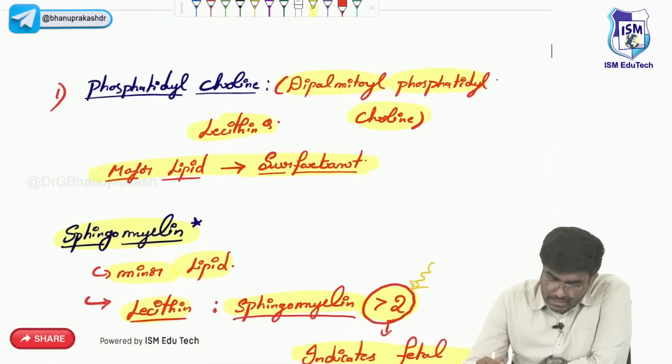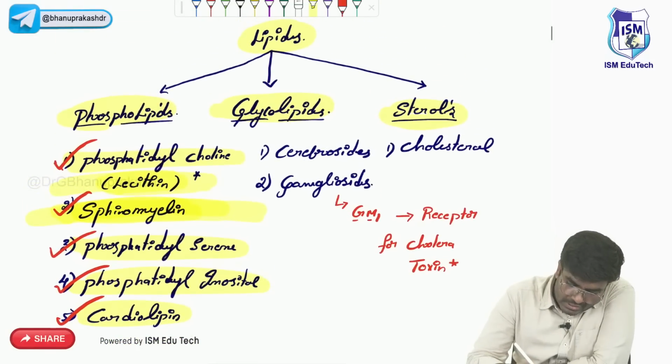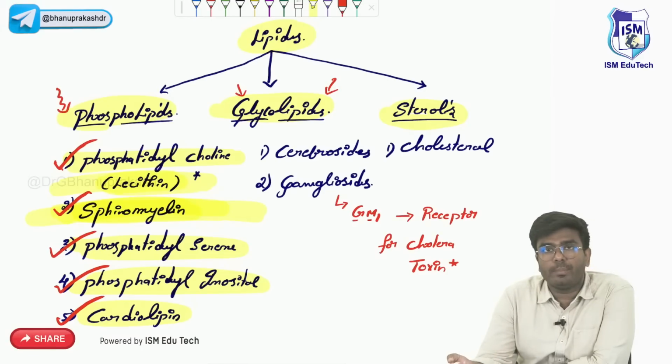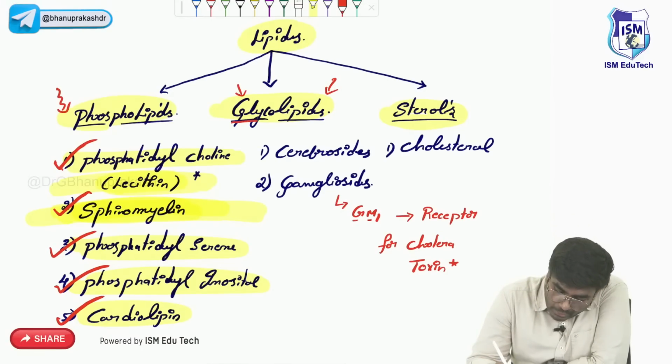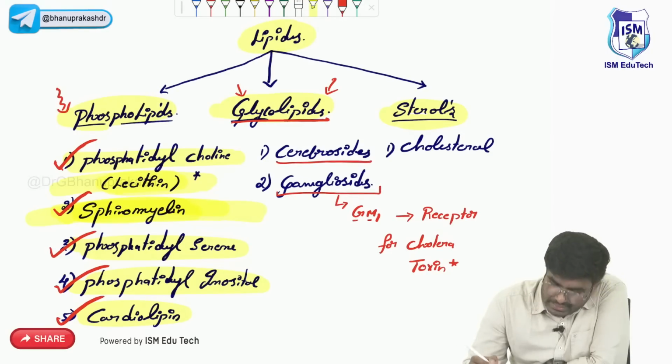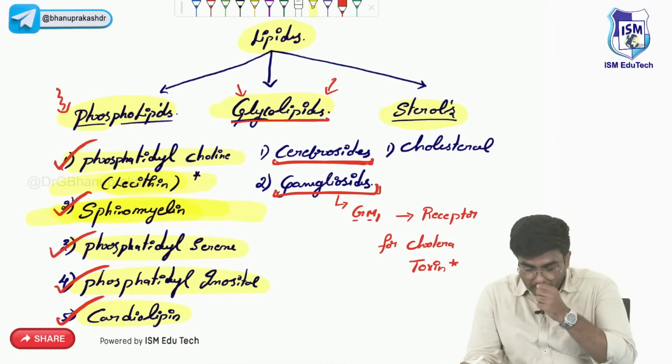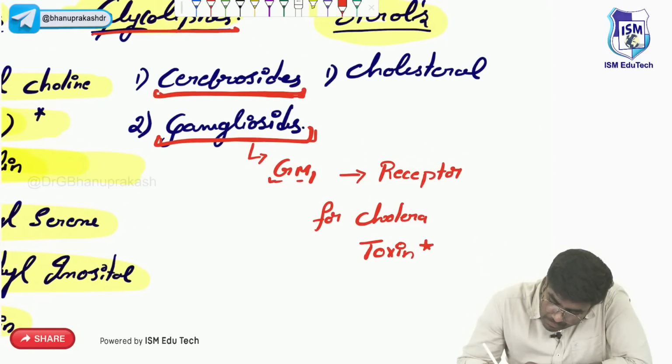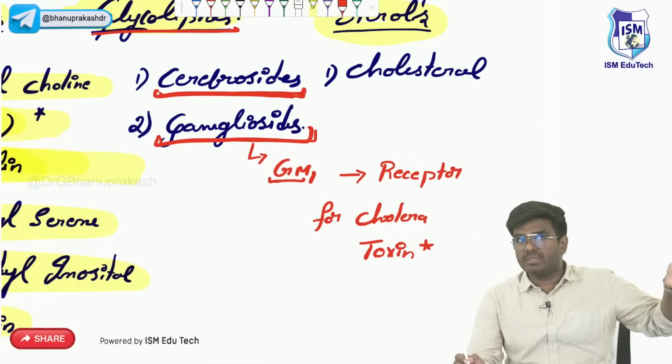Now we have discussed all the phospholipids. Now, regarding the glycolipids, I just want you to know only one important point. There are cerebrosides and gangliosides; these glycolipids are of two types. The important MCQ which will come in your exam is about GM1 type of gangliosides. There is GM1, GM2, GM3, something like that.